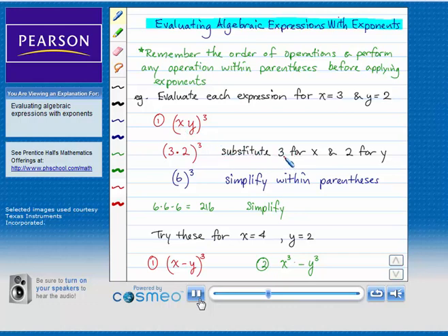I'm going to substitute 3 in place of x, because x is equal to 3, and I'm going to substitute 2 in place of y, because y is equal to 2. So I'm simply rewriting xy as 3 times 2.